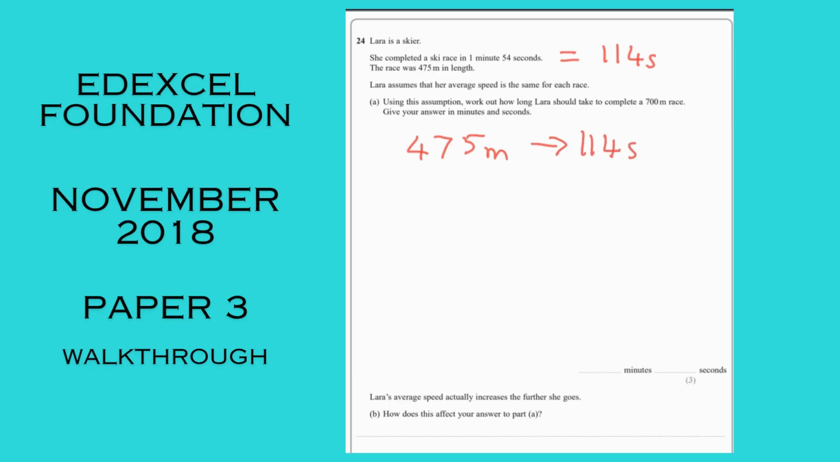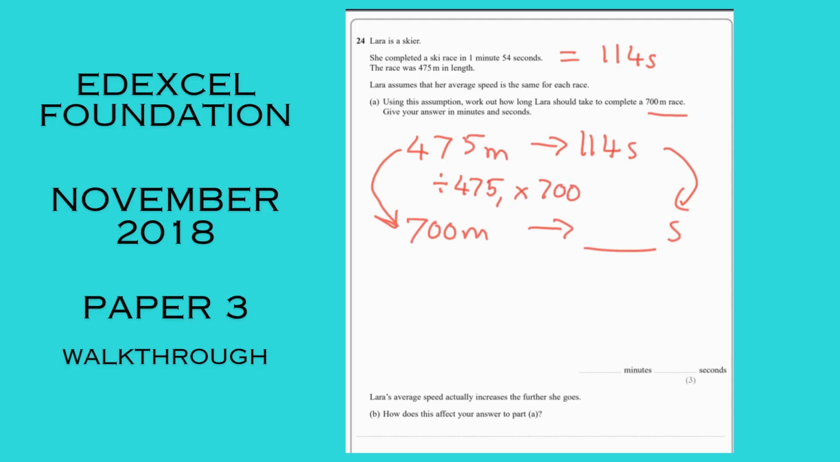114 seconds. So, again, without reading too far into it, she assumes she keeps the same speed for a 700-meter race. So that's the question mark. What goes in there? Now, whenever you've got a complicated conversion, do the same to both sides. What do I mean by same? Divide by the number you've got and times by the number you want.